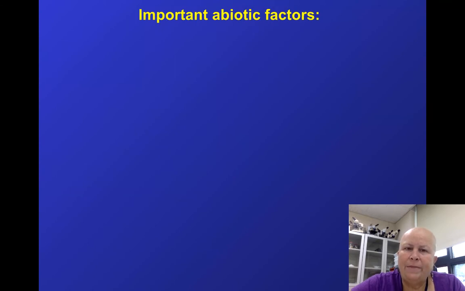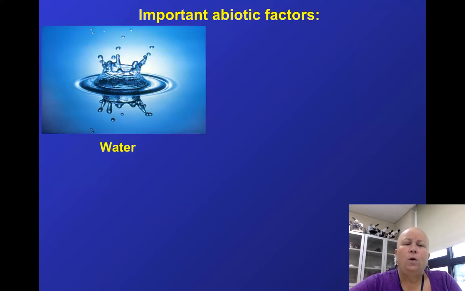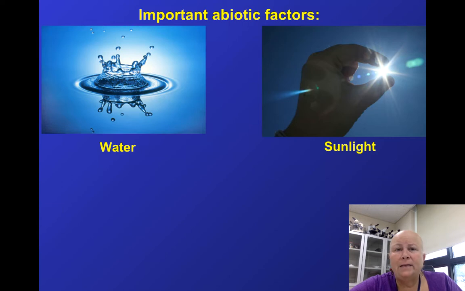Okay. All right, there are many important abiotic factors, but we're going to focus on just a few for our study. One, of course, is water, as I mentioned before. All living things need water in some form, and it's vital to the existence of most living things. Sunlight is very important because it is the source of all food energy in every ecosystem, because it provides the energy that plants and producers need to make their own food.